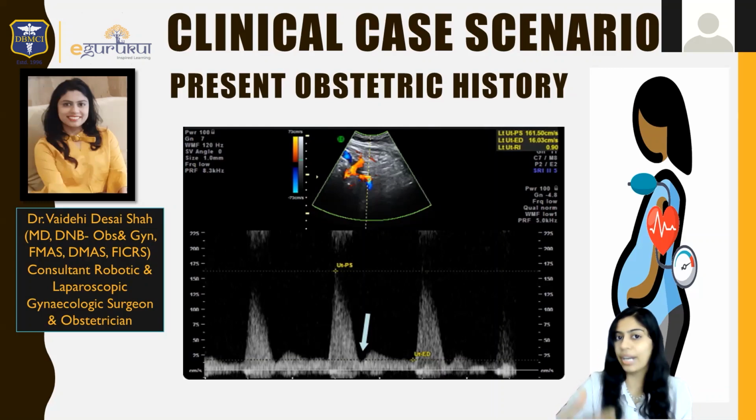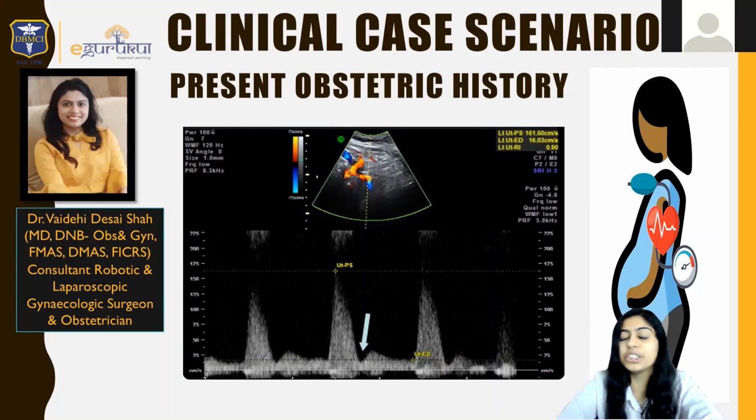Remember that after 24 weeks, whenever there is persistence of the diastolic notch in the uterine arteries, it is considered a sign of high resistance to the blood flow, and this may be associated with the development of pathologies like preeclampsia and fetal growth restriction during the later part of pregnancy. So this is known as the diastolic notch, and it was reported at around 25 weeks of gestation.